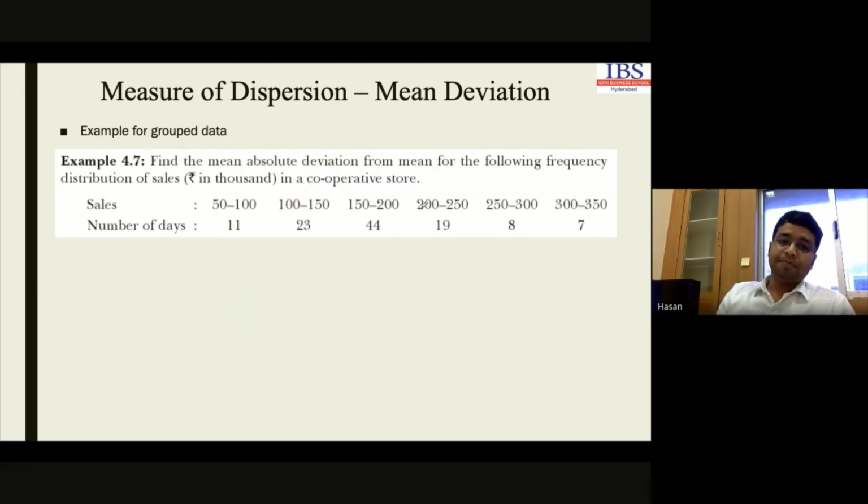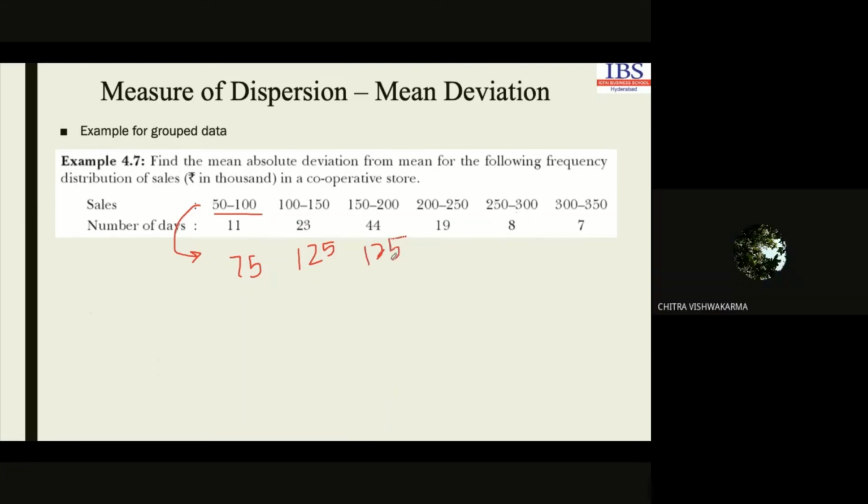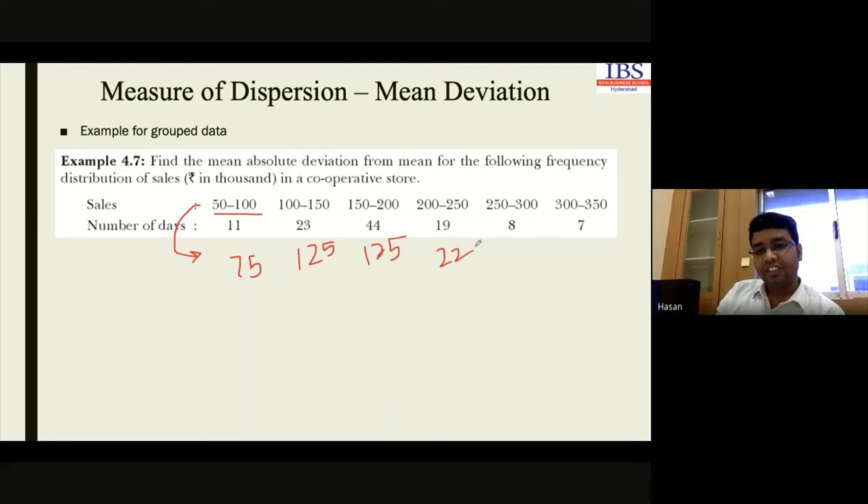Look, this is our data point. To get the average in group data, what can we do? Can you remember? We take the middle value. This is 75, 125. We take the middle value, right? 75, 125, then 175, 225, then 275 and 325. So to get the average, we have to take the middle value first.